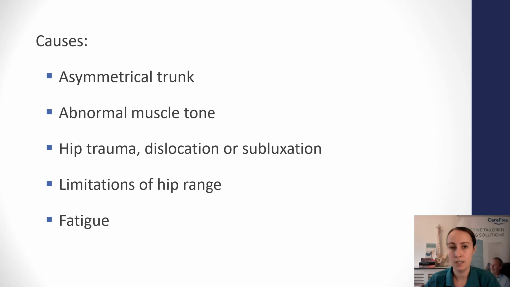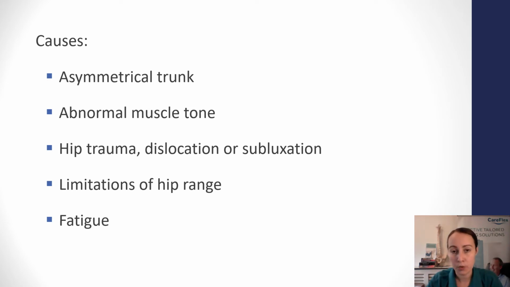Some of the intrinsic causes that we need to consider during the objective assessment include an asymmetrical trunk, and we would need to determine whether that was due to spinal deformity such as a scoliosis, maybe its weakness. So for example, in someone who has experienced a stroke, maybe they have weakness on one side of the body that's causing them to fall into that lateral flexion. Maybe it could be abnormal muscle tone. For example, someone with hypertonicity might be pulled into that lean, causing that pelvic obliquity.